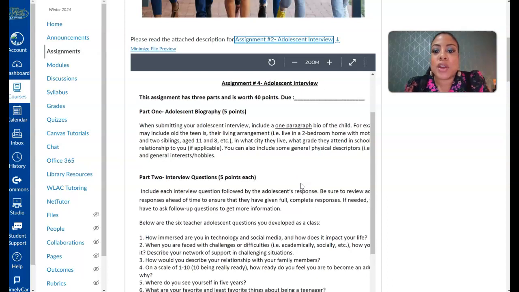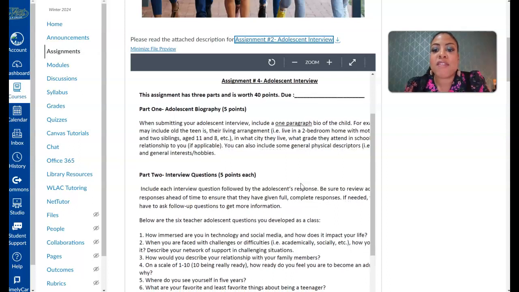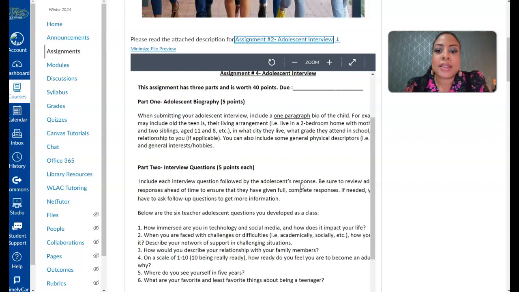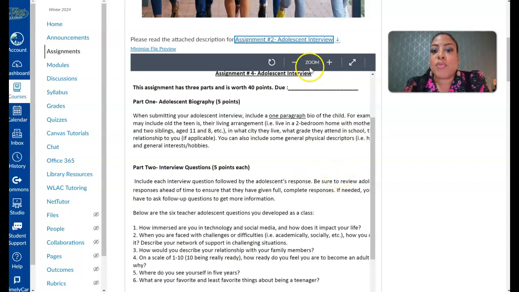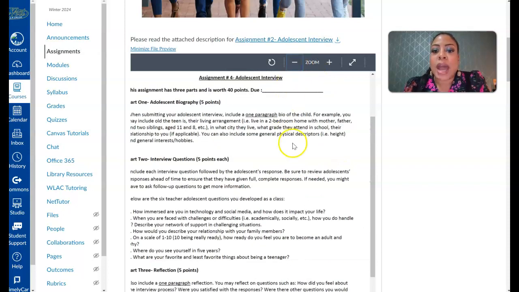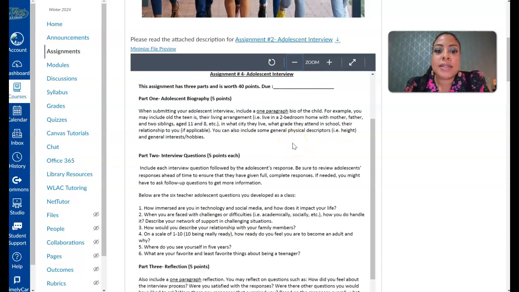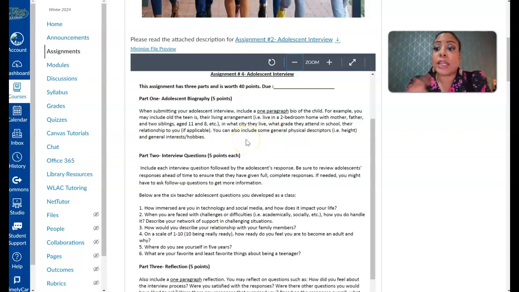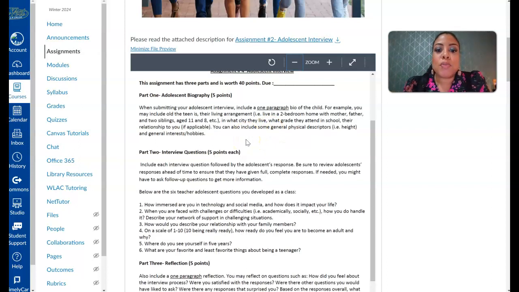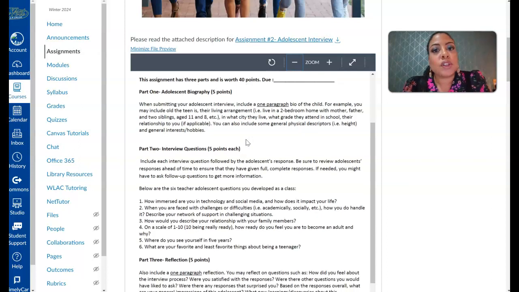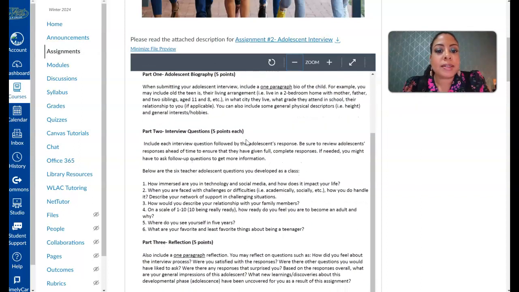So make sure that you include a 1-paragraph bio for the adolescent. For example, you may include how old the child is, their living arrangement. For example, they live in a 2-bedroom home with their mom, dad, 2 siblings, what city they live in, what grade they attend school, and their relationship to you if applicable. You may also include some general physical descriptors such as height, and general information like hobbies.